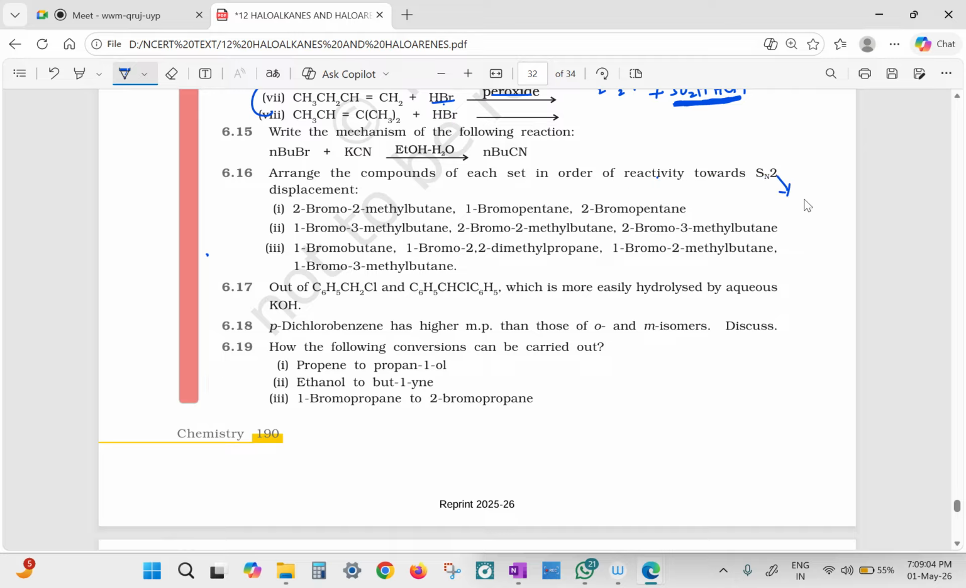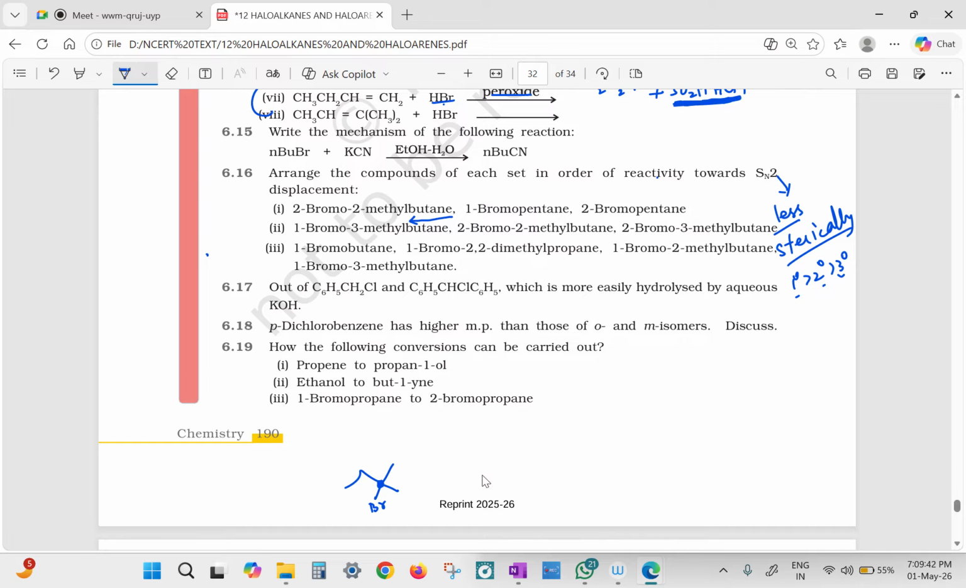So we remember SN2 is favoured by less sterically hindered, or primary more than secondary more than tertiary. So it should be either less sterically crowded or primary, secondary, tertiary. There are three compounds given: 2-bromo-2-methylbutane. Every time, start your structure writing from the last. So it is butane, 2-bromo, and 2-methyl. So this is the compound. That means this becomes a tertiary, children.